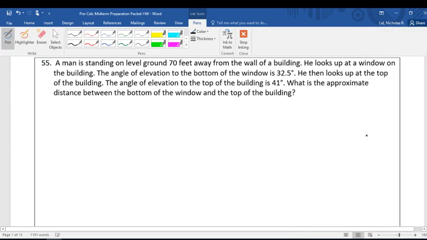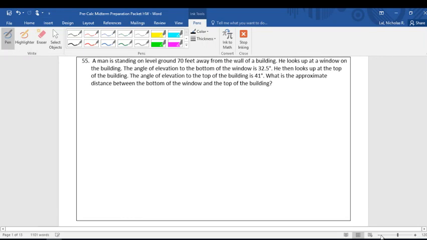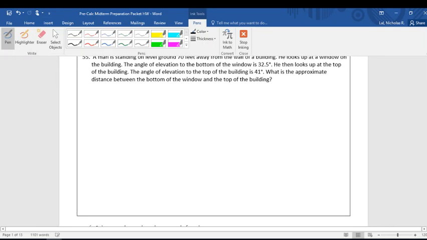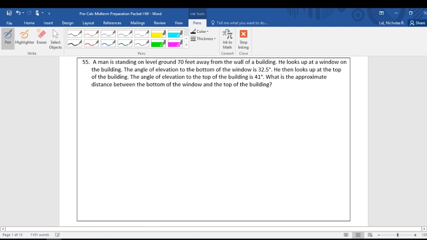We're doing problem 55, which is, I think, a very good application of a word problem. Let me zoom out so we can work with the full space here.